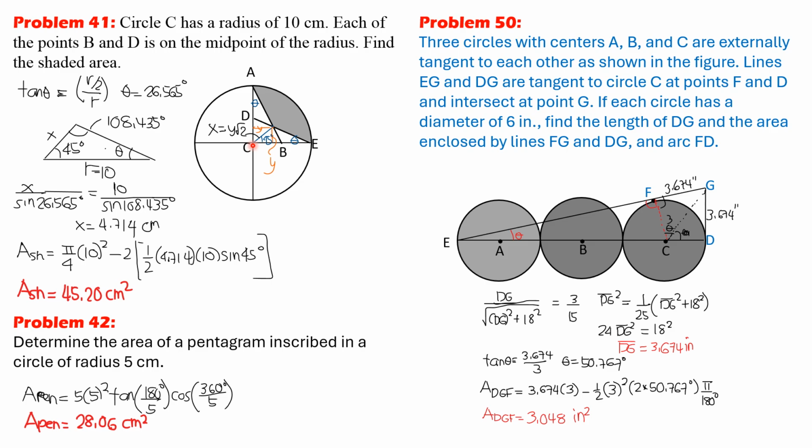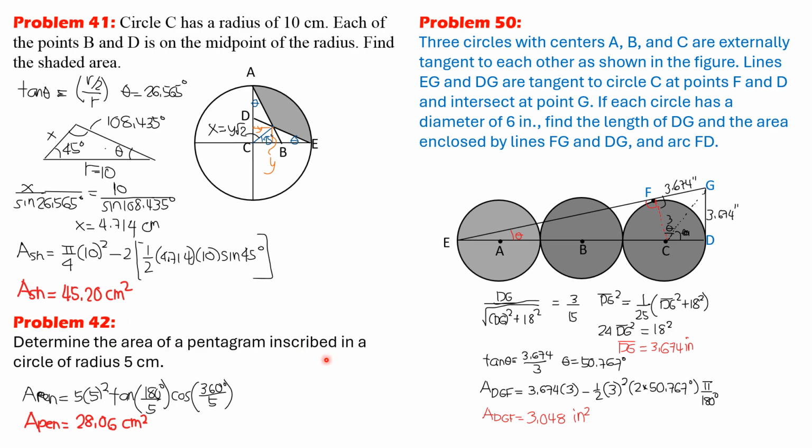The shaded area is the area of the quarter circle minus 2 times the area of this triangle here, which is identical to that triangle there. The area of a triangle is 1/2 product of adjacent sides, sine of the included angle. The included angle is 45. So area of quarter circle, pi over 4, radius squared, minus 2 times 1/2 of x, which is 4.714, times R, 10, sine of 45. So the area is 45.20 square centimeters.